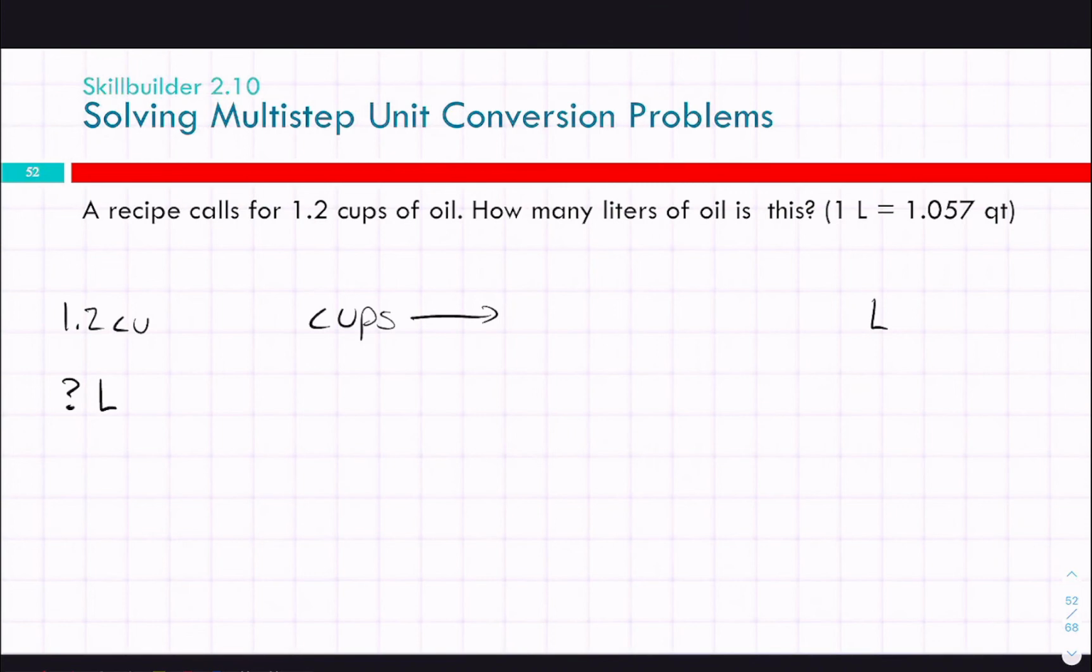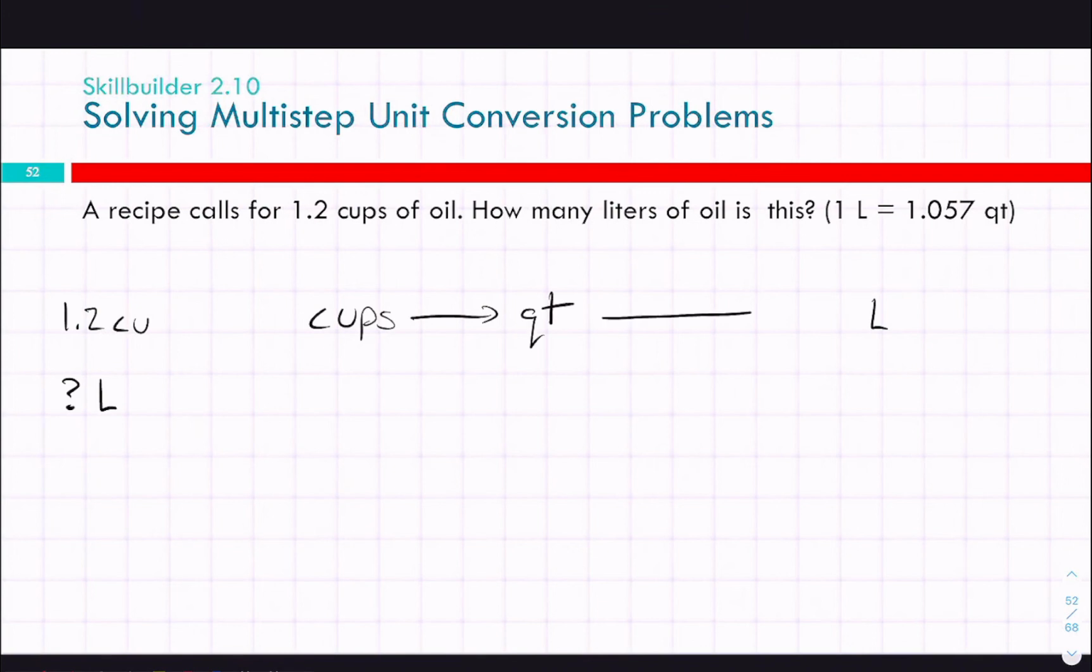Quarts. How many cups are in a quart? Is it 8 or 4? I think it's 2 in a pint, and there's 2 pints in a quart. So I think it's 4 cups in a... Do I have a copy of the unit analysis worksheet? I don't. Let's see. How many cups are in a pint? 2 cups in a pint. Right, yeah, okay. So we can go straight from cups to quarts. That's fine.